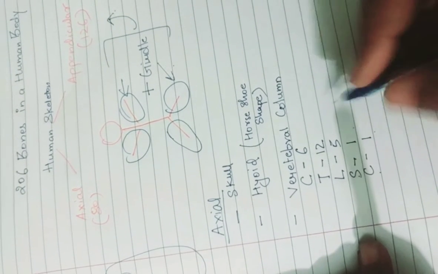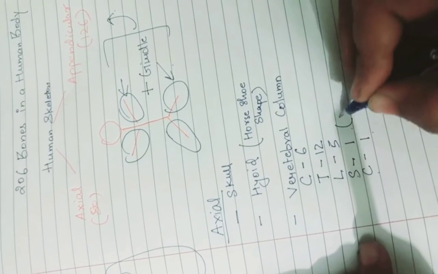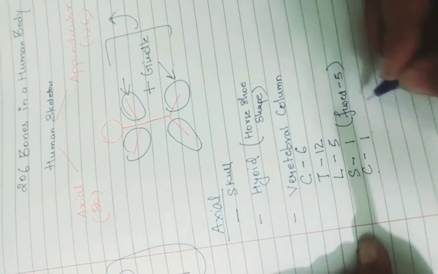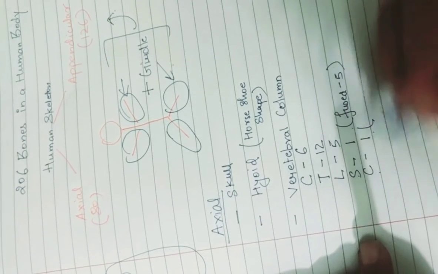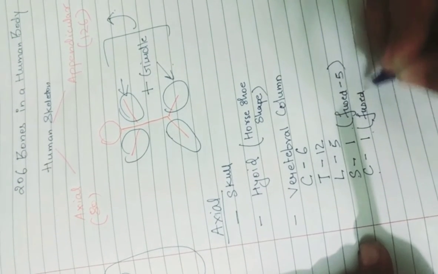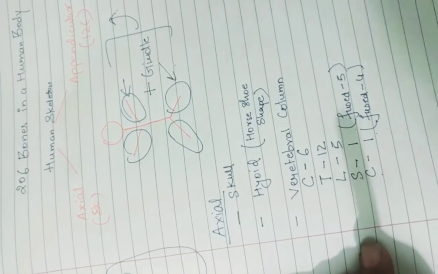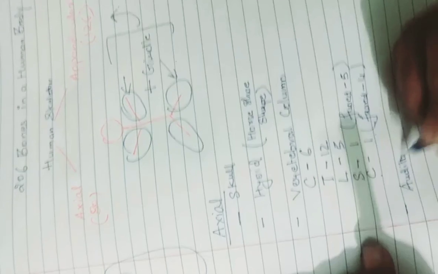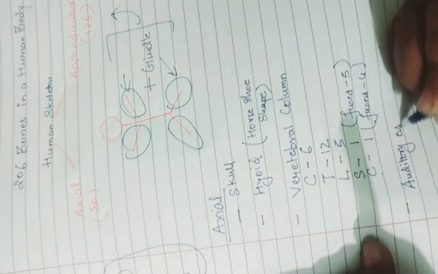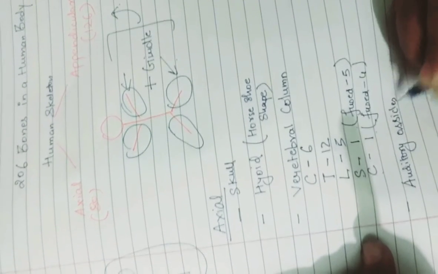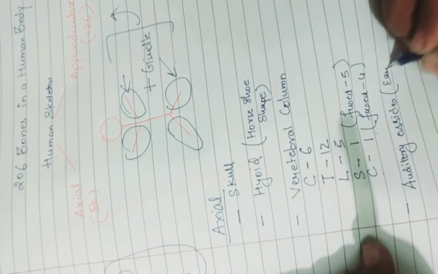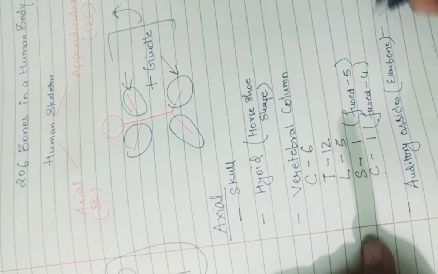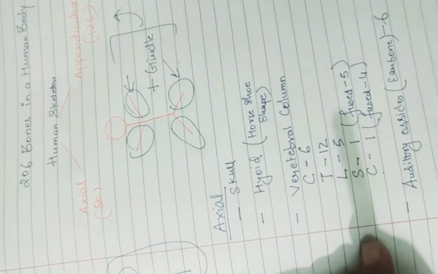Now the question comes from here: your sacral bone is fused of 5 bones. Then in the coccyx you mainly have 4 fused bones. Then after that you have your auditory ossicles. Auditory ossicles means your ear bones, whatever comes in your ear. So you have a total of how many bones? 3 in each ear, that means a total of 6 bones.